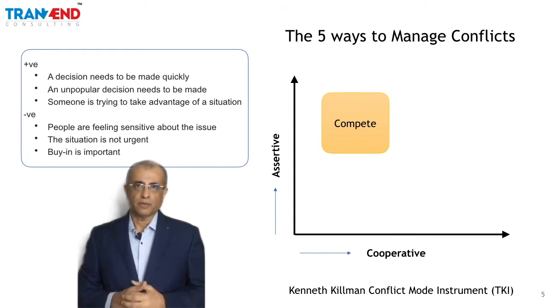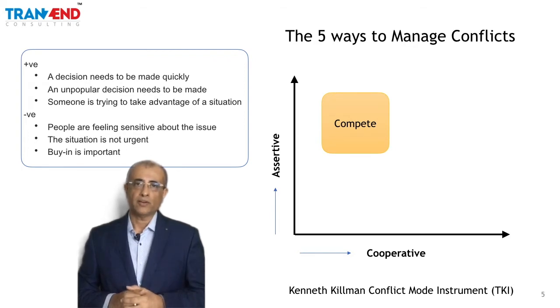Let's take another example, that there's a team member who is not performing well and is disrupting the work of the team. You have to take a decision on this team member and you decide to let him go.